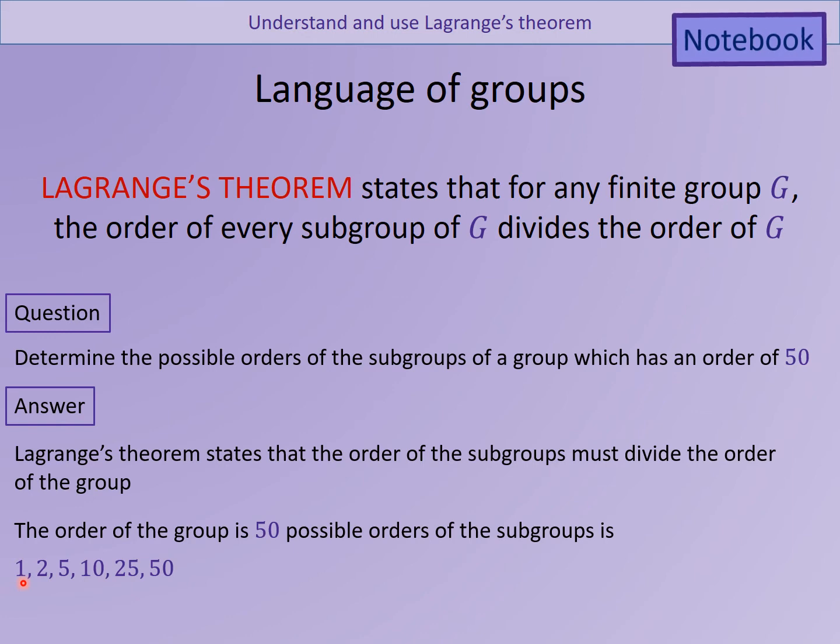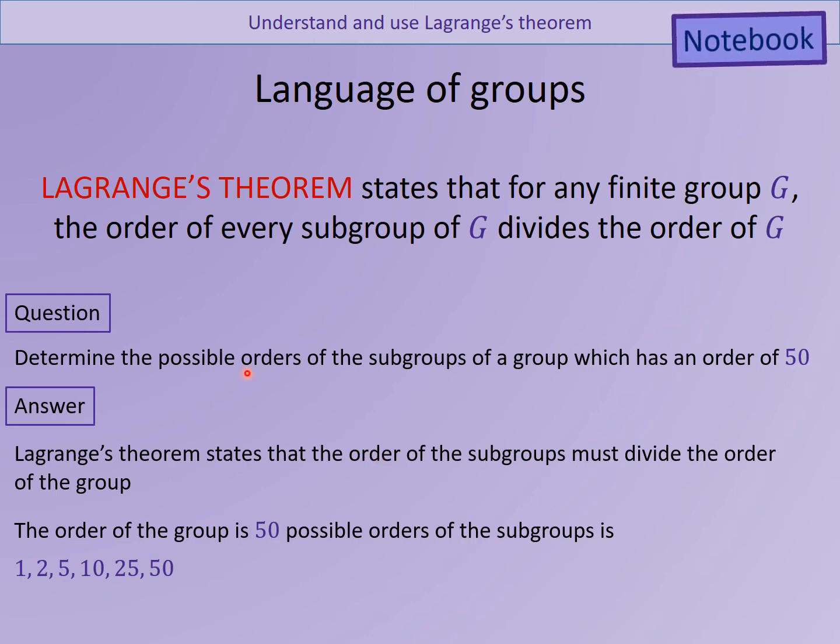There should be a subgroup with 50, depending on whatever the binary operation is. There should be one with order 2, one with 5, one with 10, one with 25, and one with 50. Notice we're basically just looking at the factors of 50, 50 being the original group itself. Okay, and that's all Lagrange's theorem states.